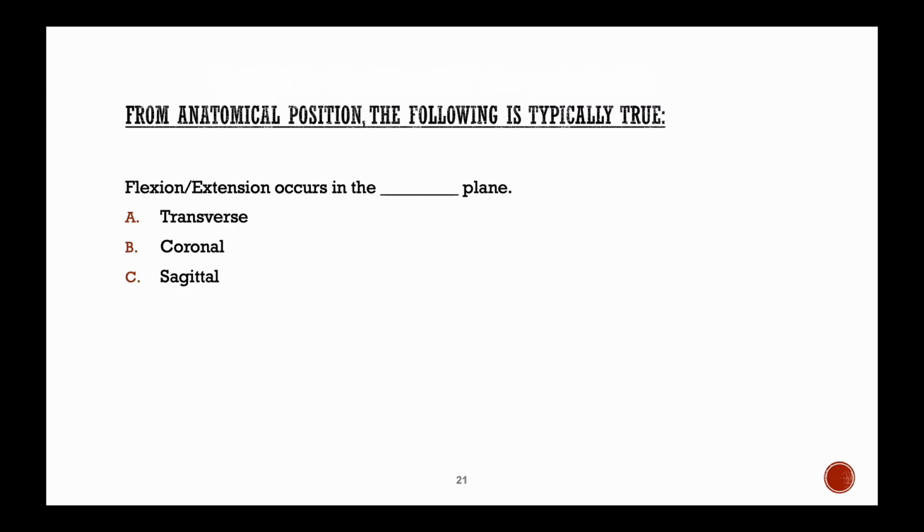That would have been coronal. All right, a few more questions for you just to test your knowledge. Let's do our movements. Flexion and extension occurs in which plane of the body? Transverse, coronal, or sagittal? We are going for flexion and extension is in the sagittal plane of movement.